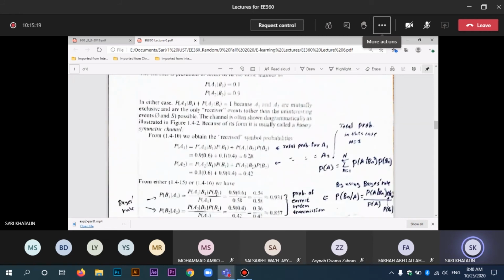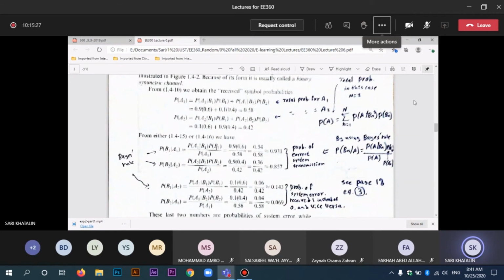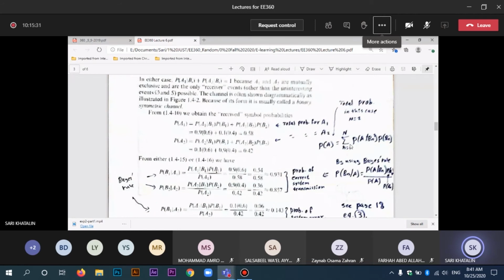Now, if we want the total probability for A1, for example, the equation for the total probability is right here, which is the sum of the probability of A given Bn times the probability of Bn, where n is from 1 to capital N. Capital N in this case is 2, because we only have 2 symbols. So you multiply the probability of A1 given B1 times the probability of B1.